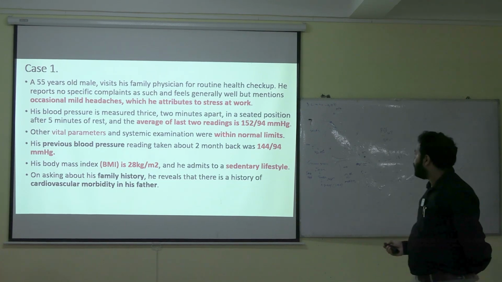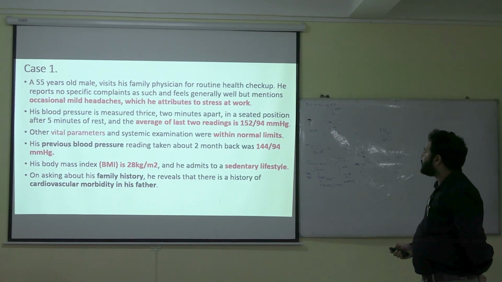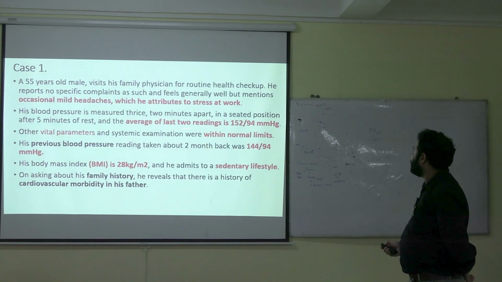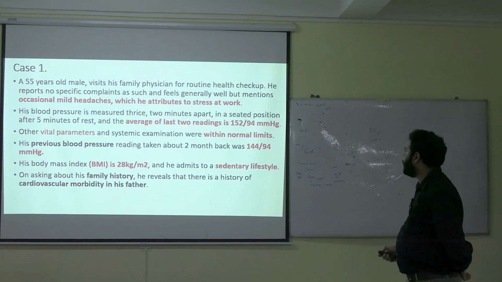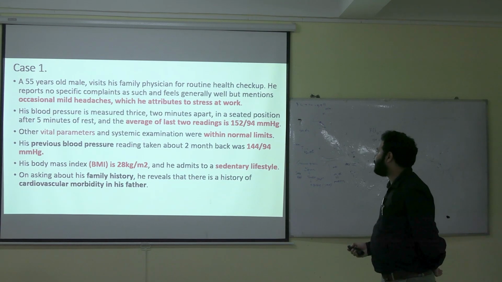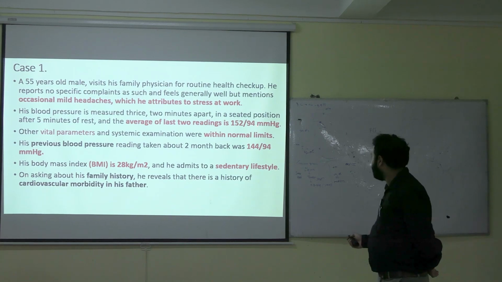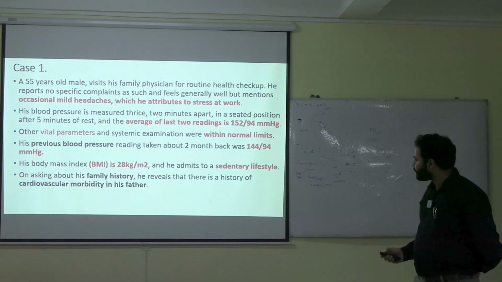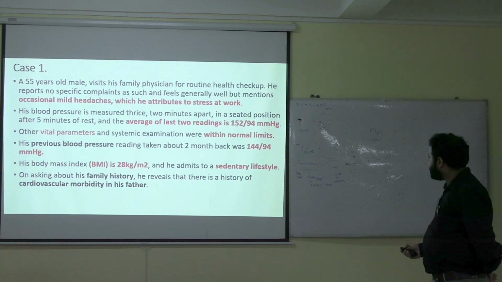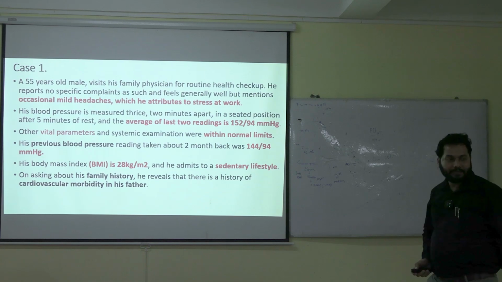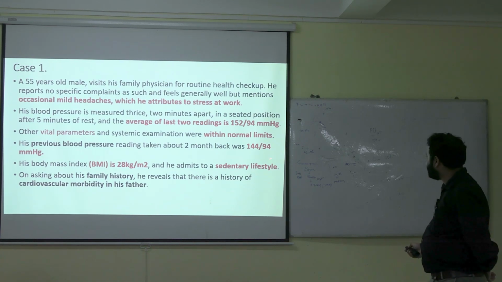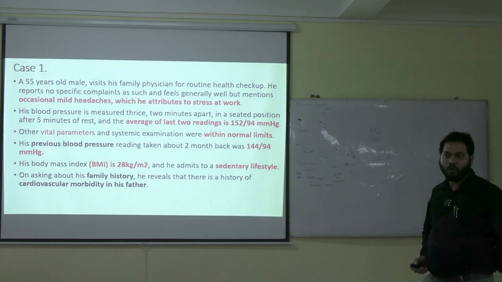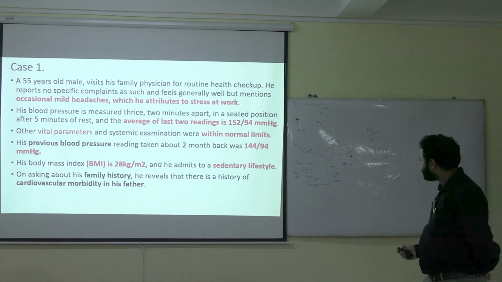Then what information about vital parameters is given? All the vital parameters recorded are normal, and even the systemic examinations show normal limits, right? Now another piece of information is the blood pressure recording that was taken 2 months back. Here also you can see the blood pressure value is not normal. It is more than the normal value, right?